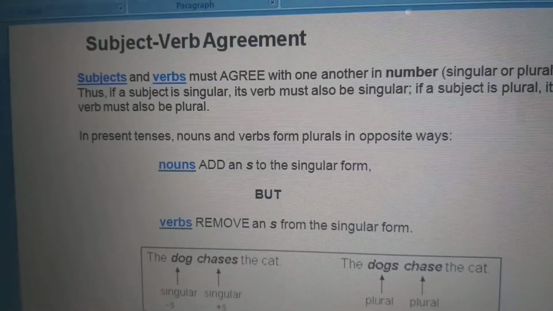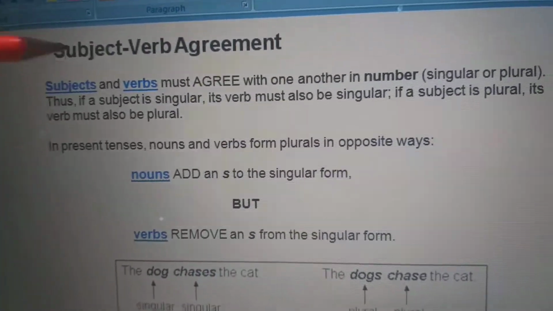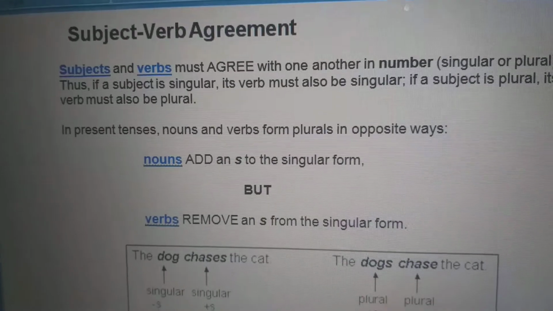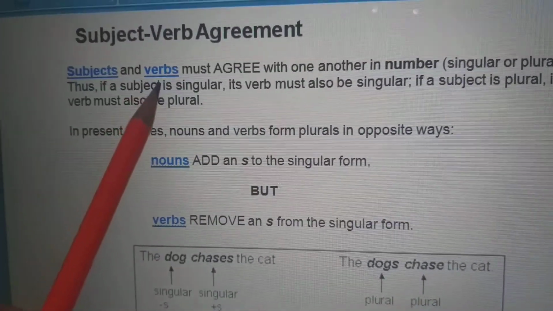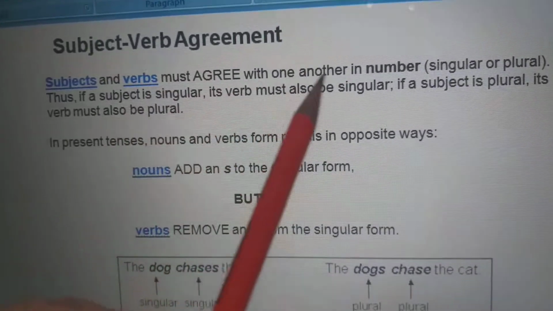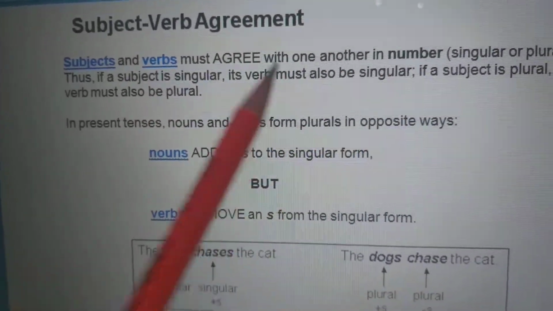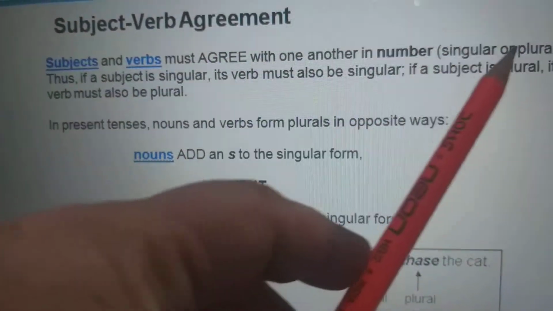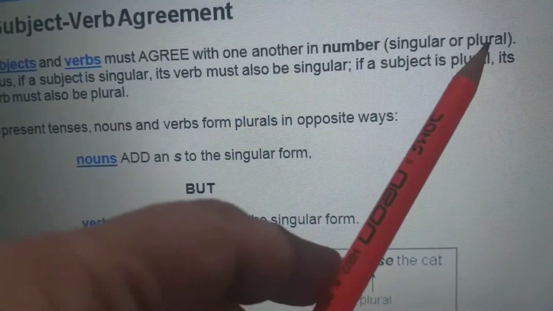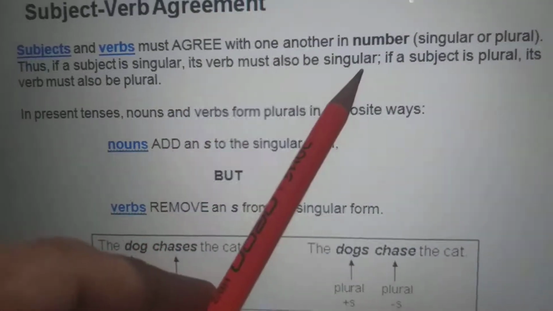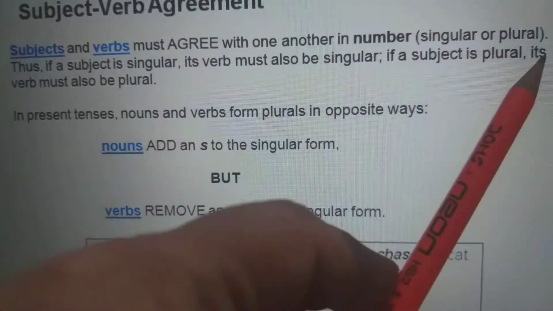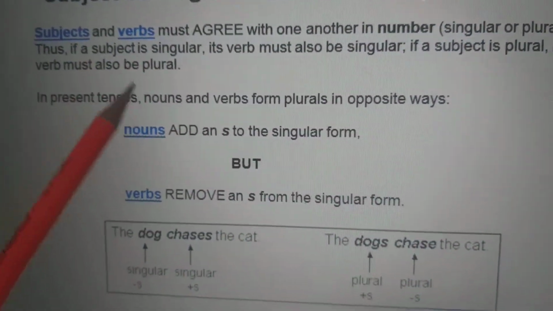Today the topic of our lesson is subject-verb agreement. Now students, in every sentence there is a subject and a verb, but they must agree with one another in number. That is, they should be in a singular or plural form. Now if a subject is singular, its verb must also be singular. And if a subject is plural, its verb must also be plural.